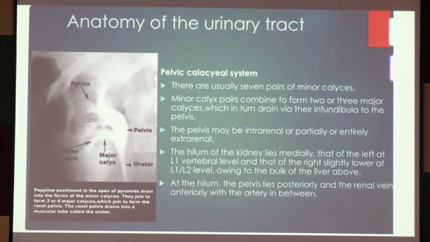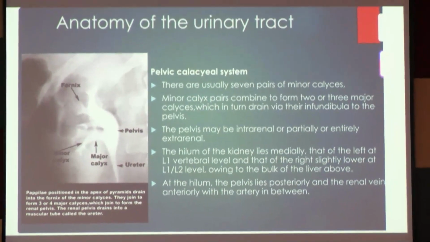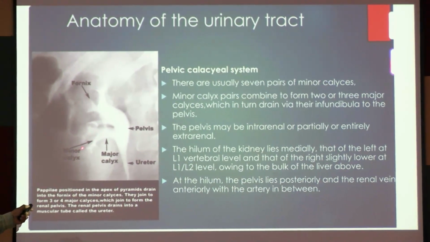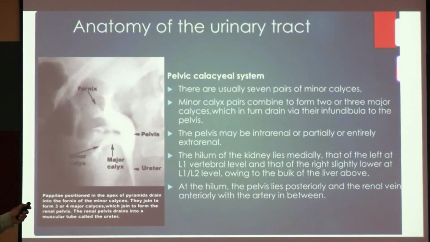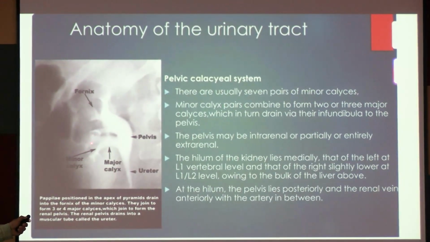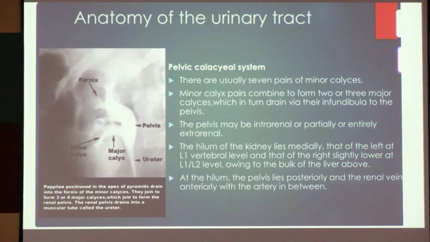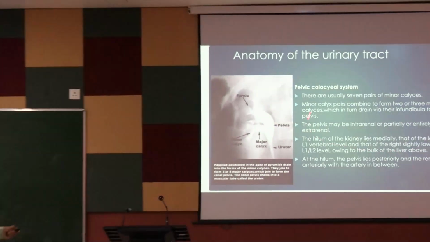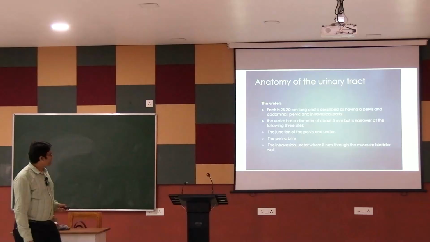These are the minor calyces which I told you. This black portion is the minor calyx which is entering into the white portion, that is the major calyx. So there are upper calyx, middle calyx, and lower calyx forming the pelvis, ultimately entering into the ureter. This is the way it is going to be. I have already told the whole thing in the previous slide itself.